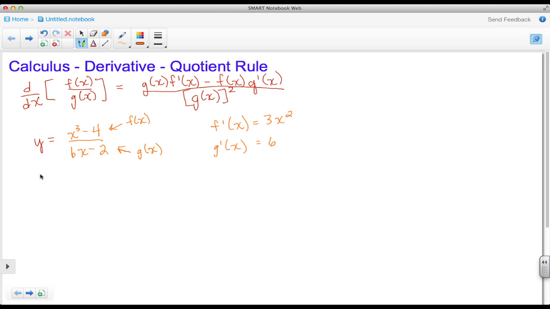Now I'm going to put this in place. I'm going to write y prime is equal to g of x. Well, g of x is my denominator, so here 6x minus 2, and that's going to be multiplied by the derivative of f, and here we have 3x squared. And I'm going to subtract that from the numerator, which is x cubed minus 4, as I have denoted here, times the derivative of g. And the derivative of g we see is 6. All that over g of x squared. So here g of x is 6x minus 2, and that quantity is squared.